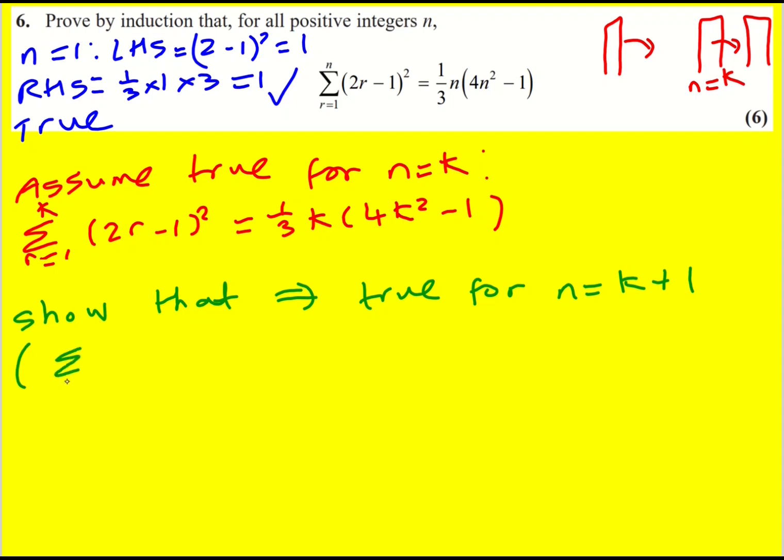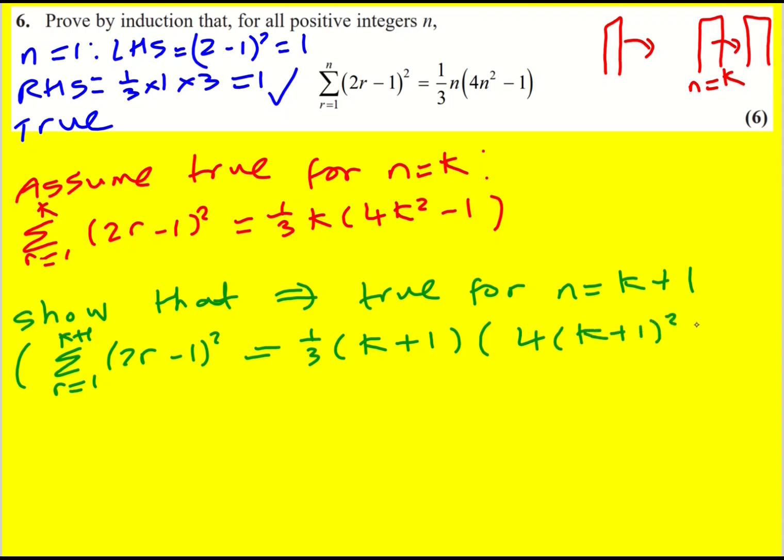So let's just write in brackets what we're trying to show. That this, now just putting k plus 1 up there, is equal to 1/3, and replace all the k's by k plus 1. K plus 1, then 4 (k plus 1) squared minus 1. So let's start out with this here.